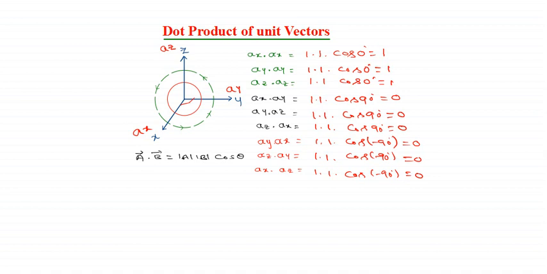So that indicates that the dot product of the same unit vector will always result in 1, whereas the dot product of orthogonal vectors, that is vectors perpendicular to each other, will always yield 0. One more interesting thing we can notice here: dot product obeys the commutative law. Either you take ax dot ay or ay dot ax, it's not going to make any difference. So dot product obeys the commutative law.